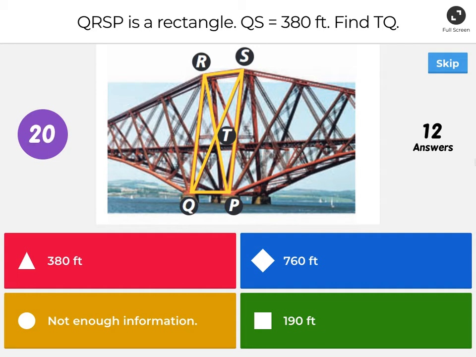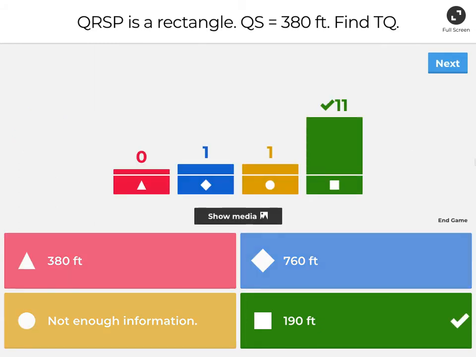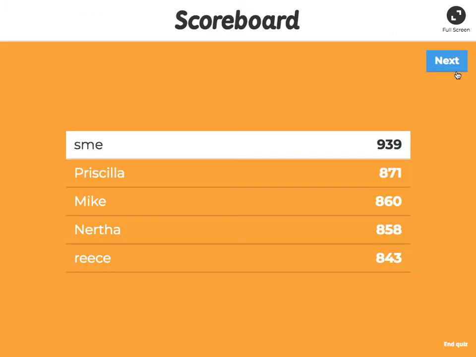Okay. So QS is 380. QT is half of that. Got it right. Oh, it was fantastic. I'm fantastic. You're all fantastic.